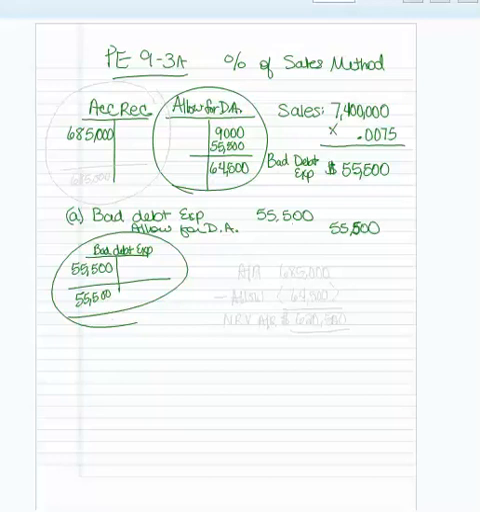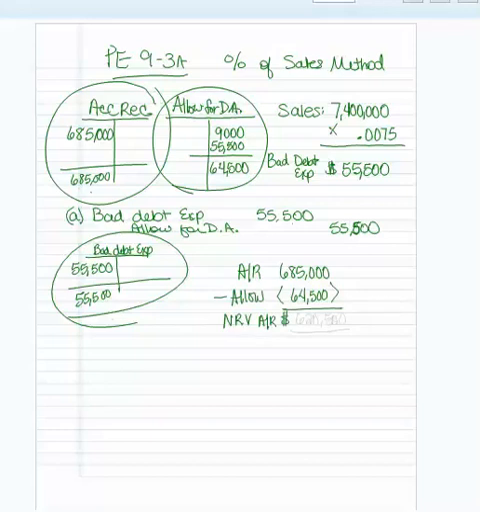$64,500. Did you make any changes to your accounts receivable account? No, so the adjusted balance is $685,000. So accounts receivable will go on your balance sheet as an asset for $685,000. But if we want to know the net realizable value, we're going to take accounts receivable, $685,000, minus that allowance account.